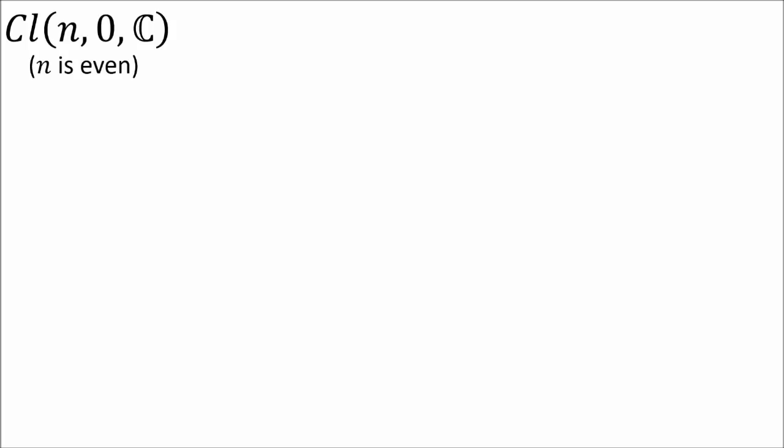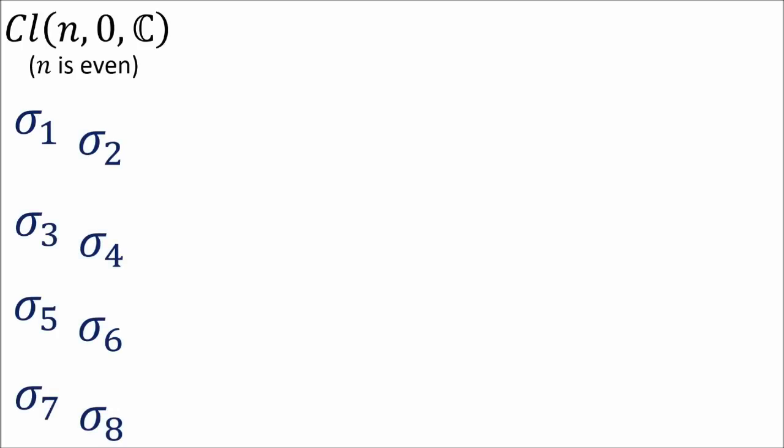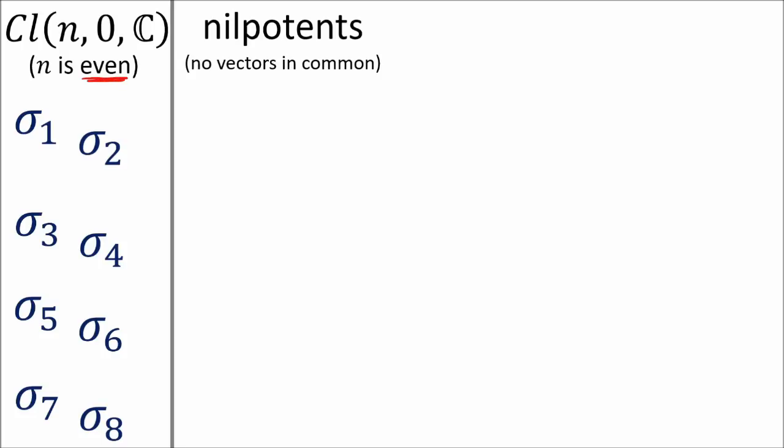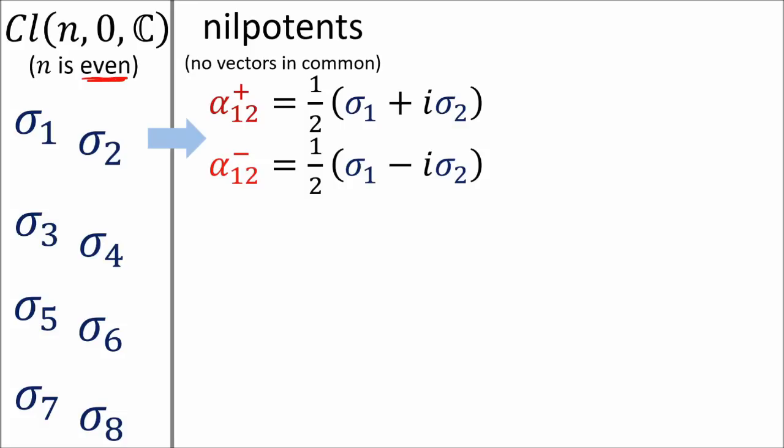So let's generalize this procedure to a general Clifford algebra. Let's start with CLN0 with complex coefficients, where all our basis vectors square to +1. Let's assume that we have an even number of basis vectors. We can build nilpotents by grouping the basis vectors into pairs. The elements 1/2 times sigma 1 plus i sigma 2 and 1/2 times sigma 1 minus i sigma 2 are nilpotents that anticommute to 1.